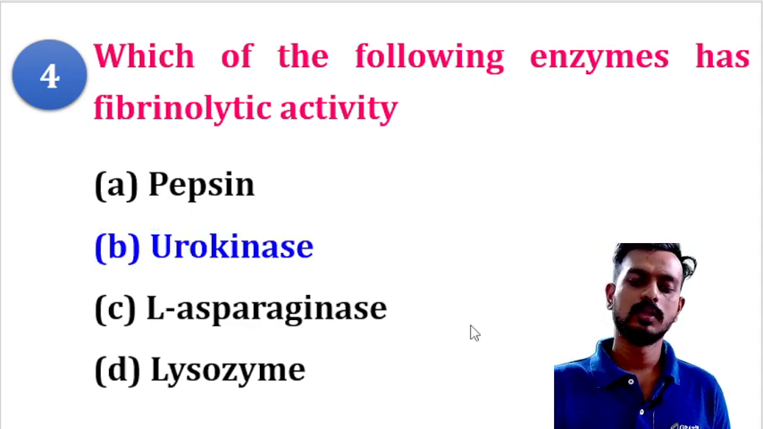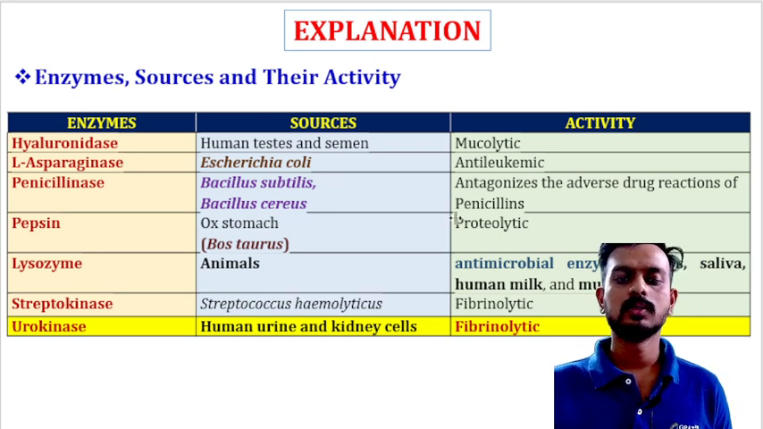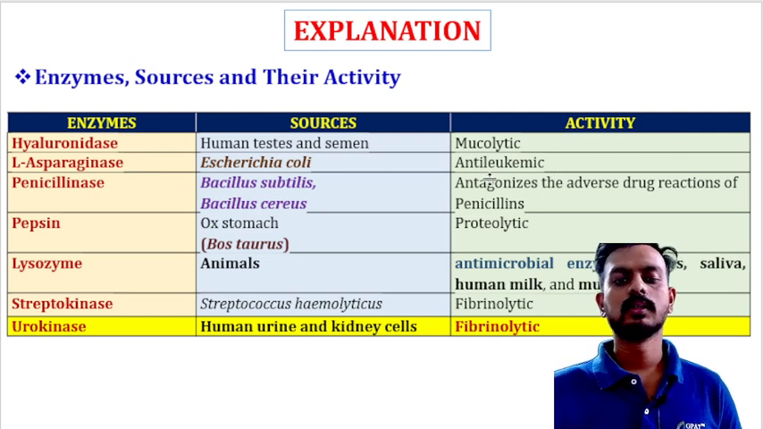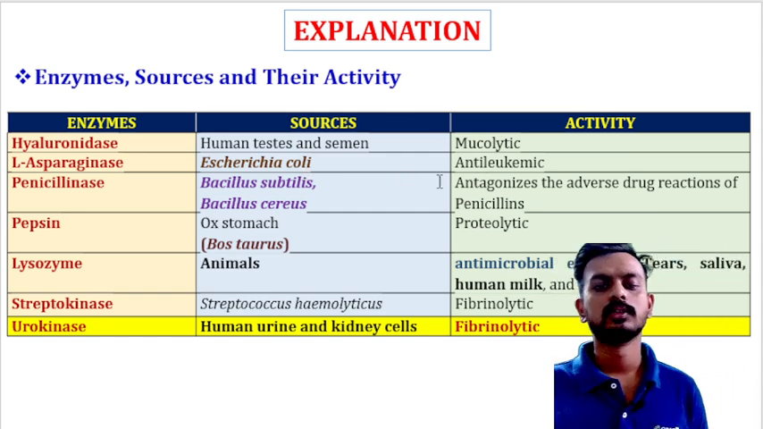So moving to the next question, you can see antimicrobial. Pepsin is used as a proteolytic. Penicillin is used as an antibiotic. Antagonize the action of penicillin. L-asparaginase is used as antileukemic. Hyaluronidase is used as a mucolytic.